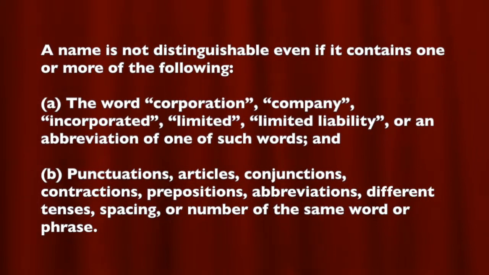It says, a name is not distinguishable even if it contains one or more of the following: A, the word corporation, company, limited, limited liability, or an abbreviation of one such words, and punctuations, articles, conjunctions, contractions, prepositions, abbreviations, different tenses, spacing, or number of the same word or phrase.